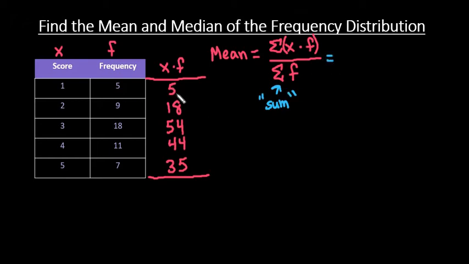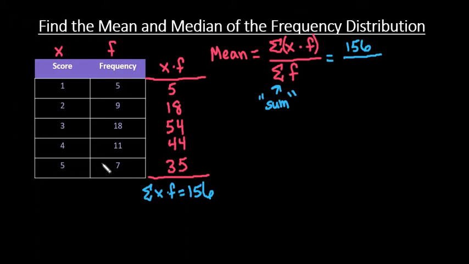So we're going to find the sum of this column, so I would just take the 5 plus the 18 plus the 54 plus the 44 plus the 35. I already have this worked out on paper, so you can either do hand calculations here or you can just plug it into your calculator. So the sum of this column ends up giving me 156. So I would put 156 on the top.